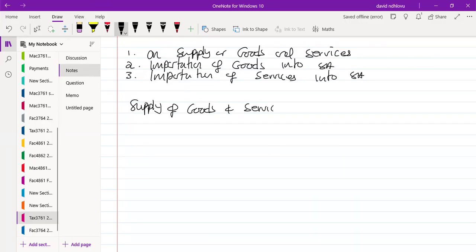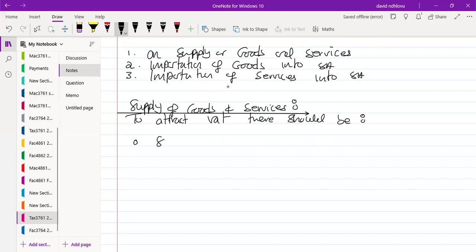Right, let's look at the supply of goods and services. So this is our instance number one, in which VAT may be levied by a vendor. So we are saying here, to attract VAT, there should be... So these are the things that must be satisfied before a supply of goods and services can attract VAT.